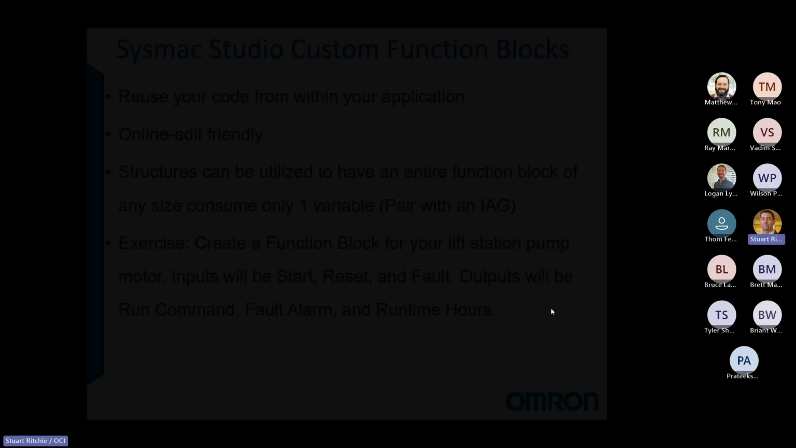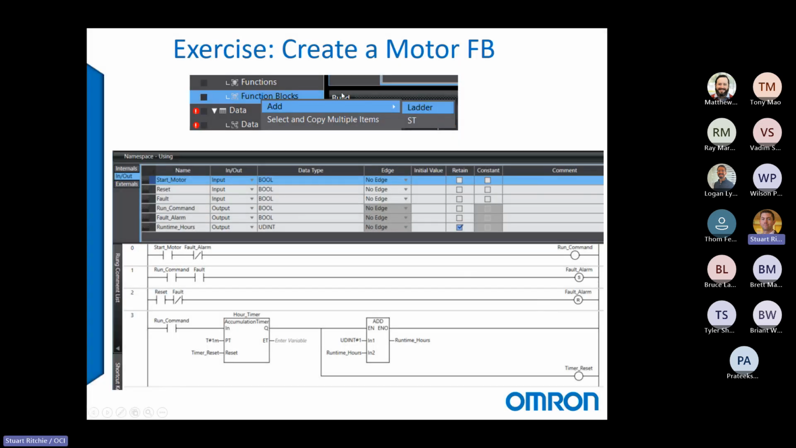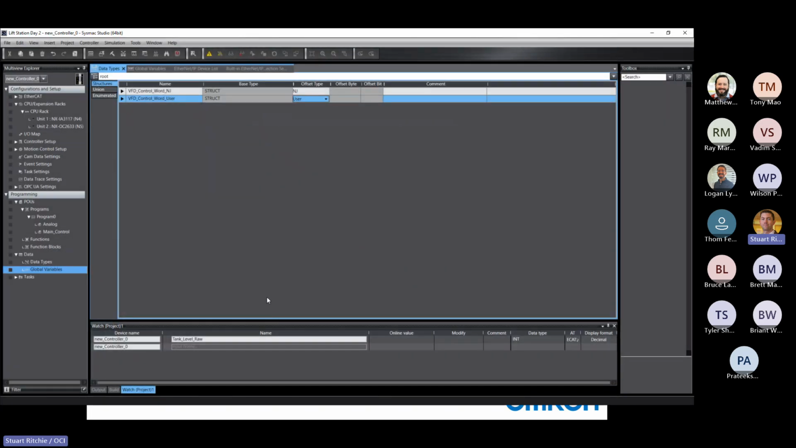So in Sysmac Studio, there's a section in our programming section of the Multi-View Explorer called Functions and Function Blocks, and I'll play along with you guys on this one. So in programming, under POUs, we have functions and function blocks. So if we right-click on function blocks, we can add a ladder or structured text function block. So we'll add a ladder function block for this. And it gives it a name, function block 0 by default. So we can right-click on it and rename it motor underscore control.